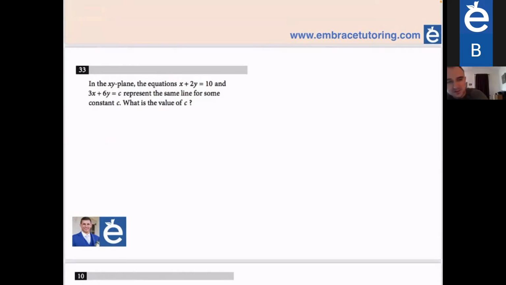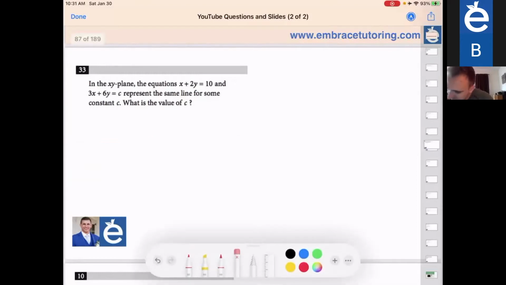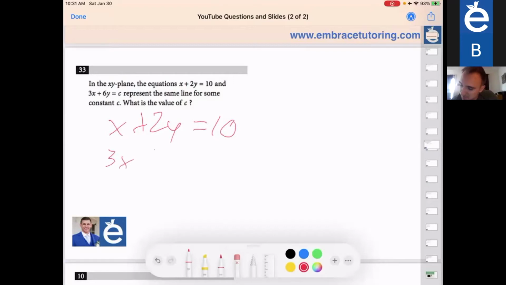In the XY plane, the equations x plus 2y equals 10 and 3x plus 6y equals c represent the same line for some constant c. What is the value of c? So if we take these two equations, we have x plus 2y equals 10, and they give us this other equation, 3x plus 6y is equal to c. The question is, what is this value of c?